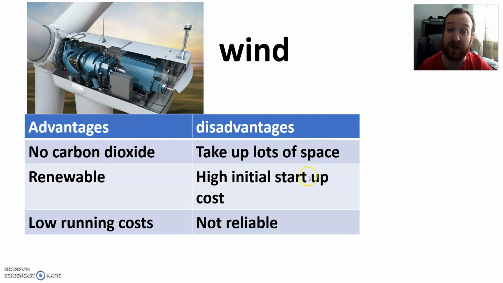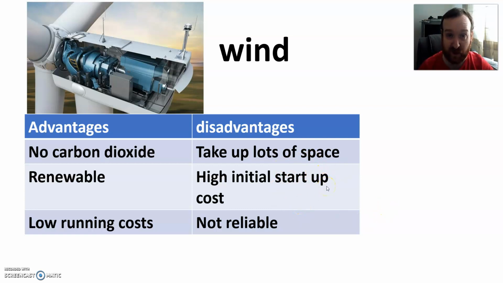They've got a very high initial startup cost. Okay, so it costs quite a lot of money to produce the turbines and then install them, because you need to ship them around to the different parts of the country, different parts of the world, and that takes up quite a lot of money because they're big. They're difficult to transport. Okay, so they do have a high initial startup cost.